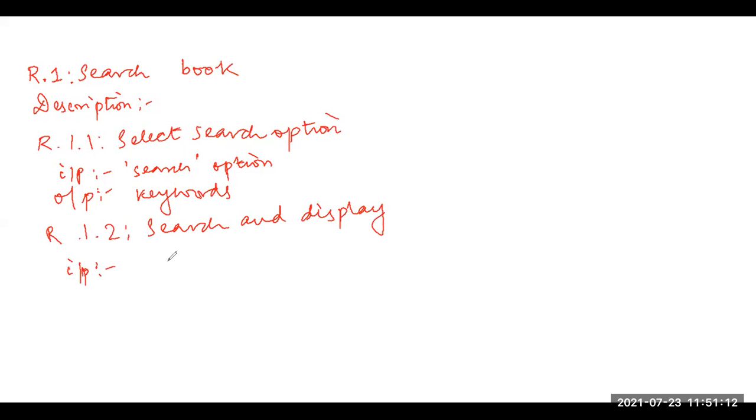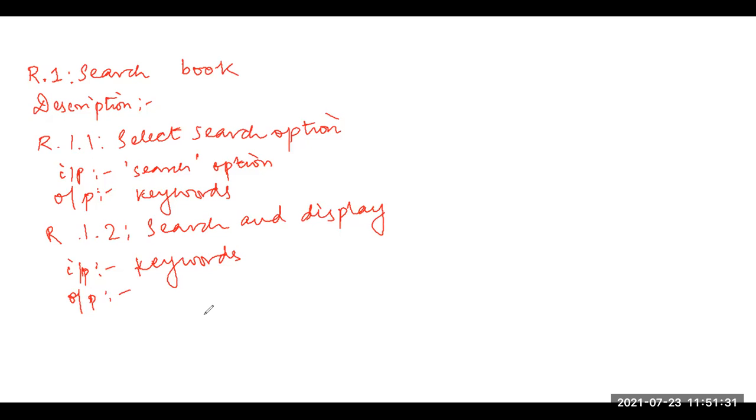What will be the input? The input are the keywords which are entered in just the above phase. And what is the output? The output is the details of all the books whose title or author name matches any of the keywords which is entered by the user.